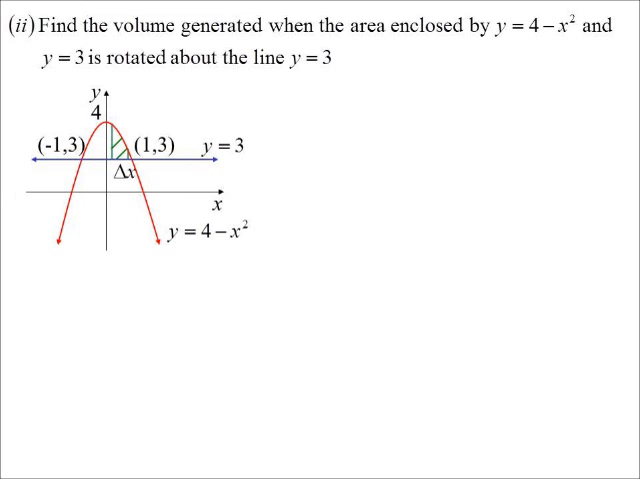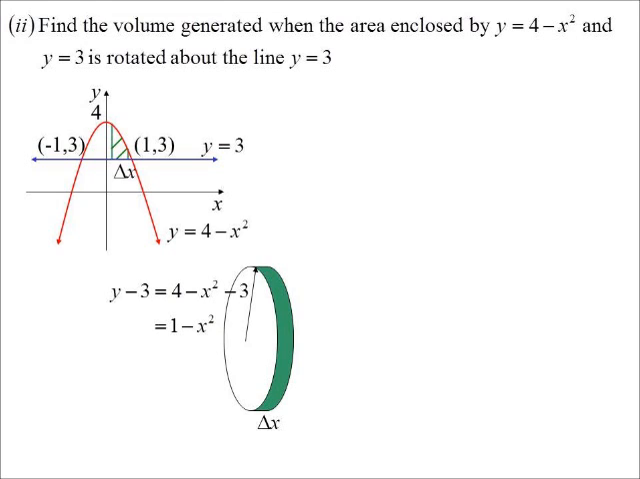Taking our slice, but now the slice stops at y equals 3. So if I draw my shape in there, there's delta x. The radius now is not the y value. Top boundary minus bottom boundary. Now the bottom boundary is a fixed 3. So our radius will be y minus 3, so 4 minus x squared minus 3. We get 1 minus x squared for the radius.